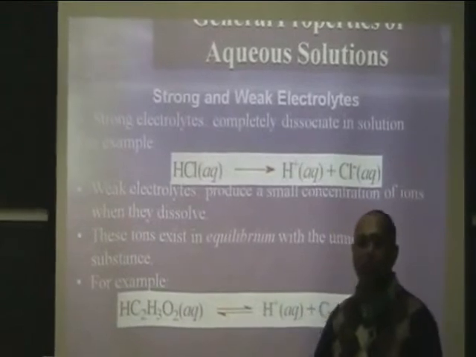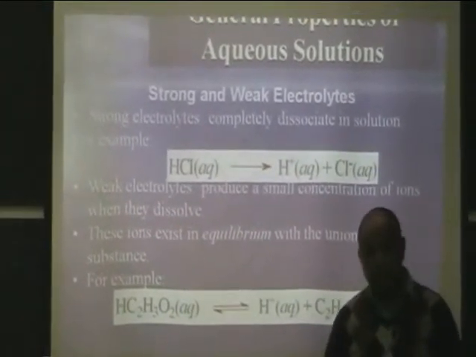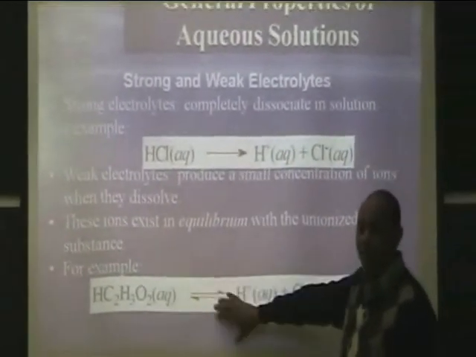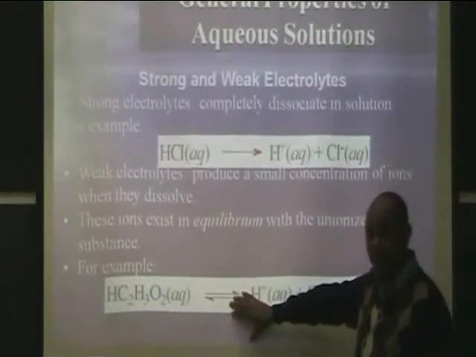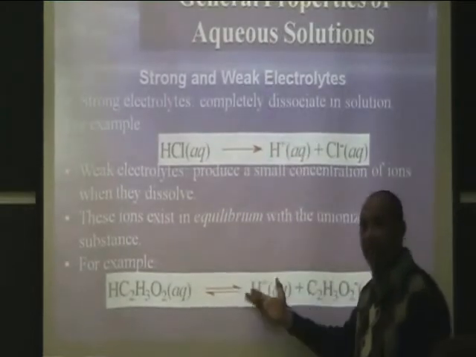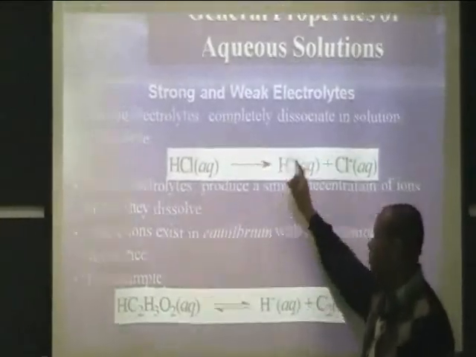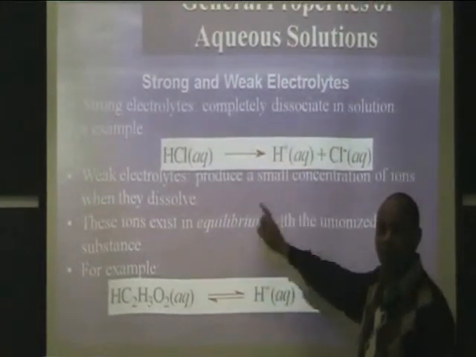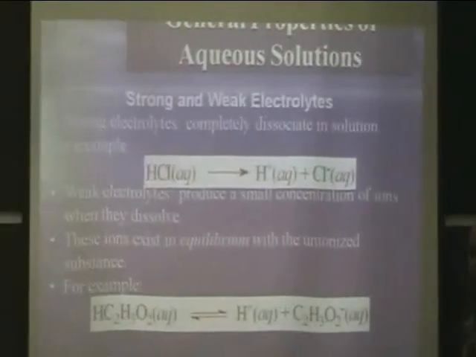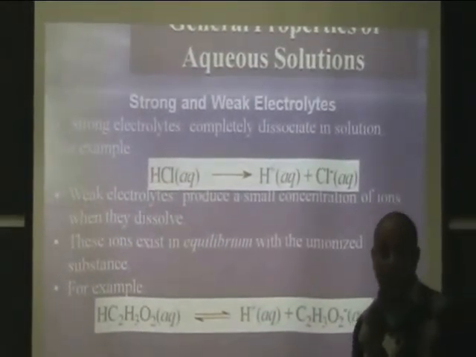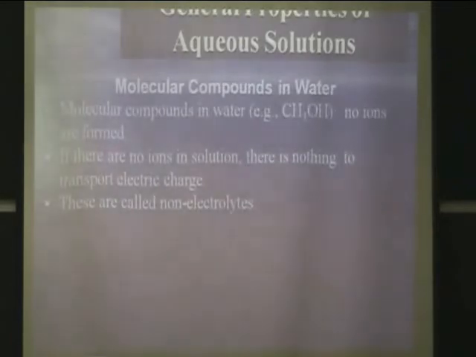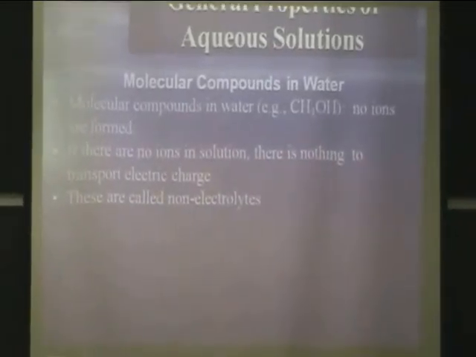So in a solution, you have ions and you have molecules. Here you have only ions. Here you have ions and molecules together. Which one has ions only? The top one. Which one has ions and molecules? This one. So which one is a strong electrolyte? The top one. Which one is a weak electrolyte? This one right here. Weak or strong depends on how many ions you have there. So that's how we define a weak electrolyte and a strong electrolyte.